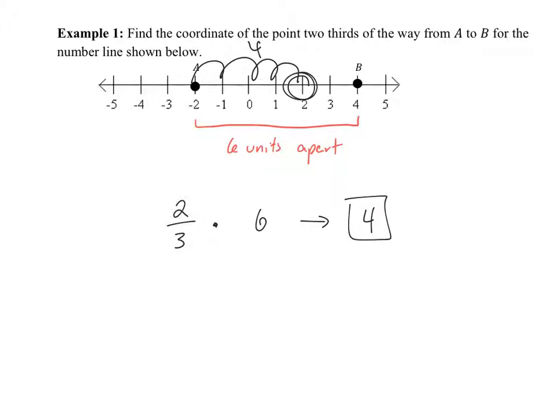And I can see on the board, if I look, I've got a distance of 2 right here, a distance of 2 right here, and a distance of 2 right here. So this right here is 2/3 of the way from A to B. Clear? Easy. That was an easy one, right? Let's go to the next one.